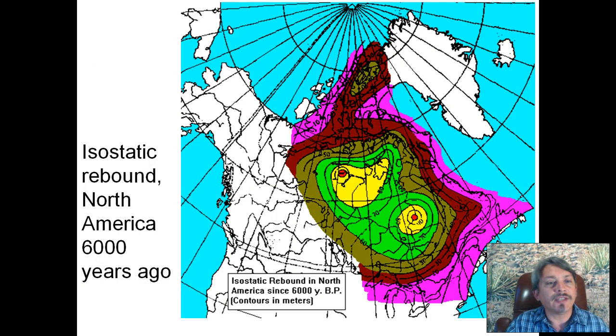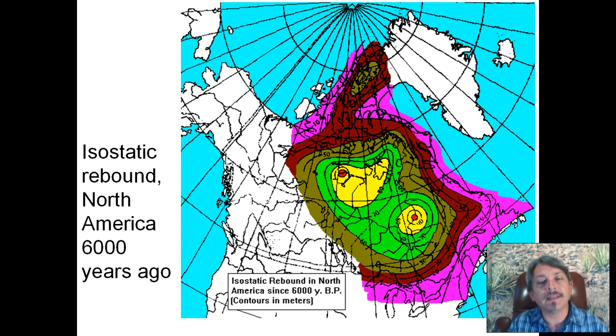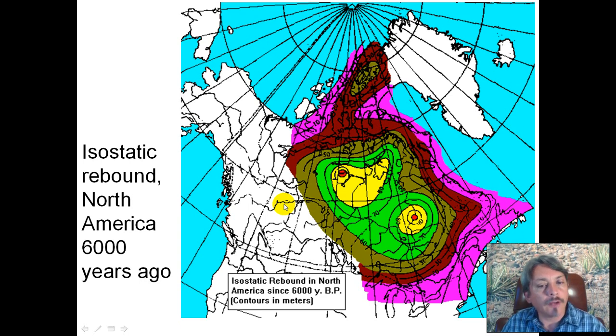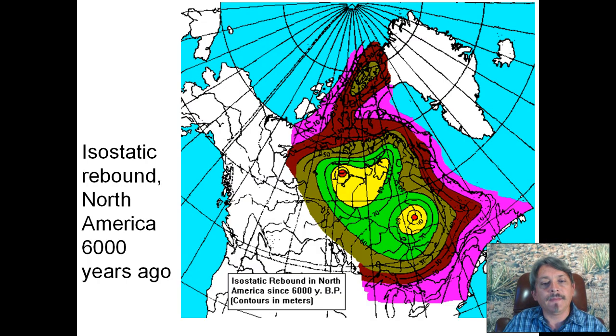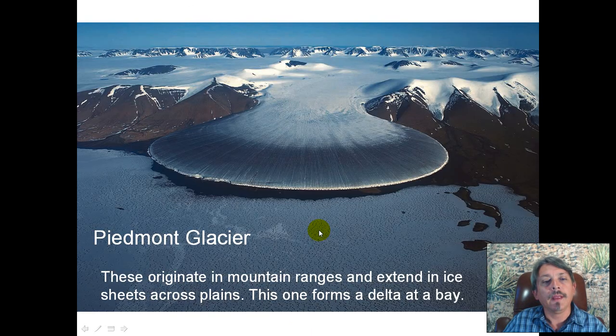And such isostatic rebound can be evidenced here in the northern part of North America, around Hudson Bay in today's Canada. This is where warping of the crust occurred because of the great weight of a former continental glacier 6,000 years before present time. Actually, the rebound is what occurred 6,000 years ago.